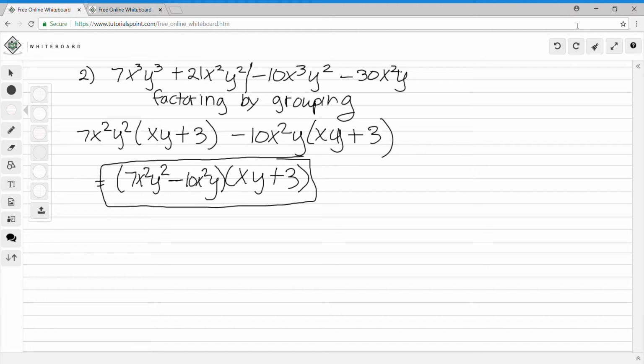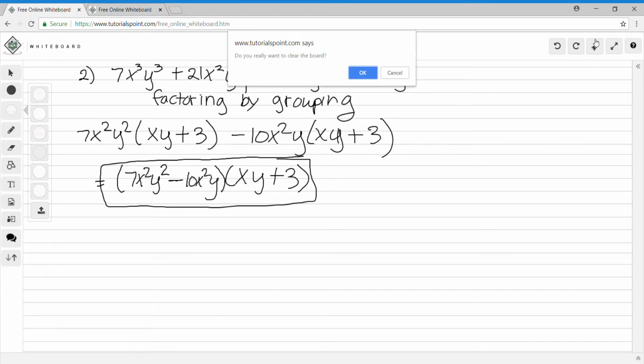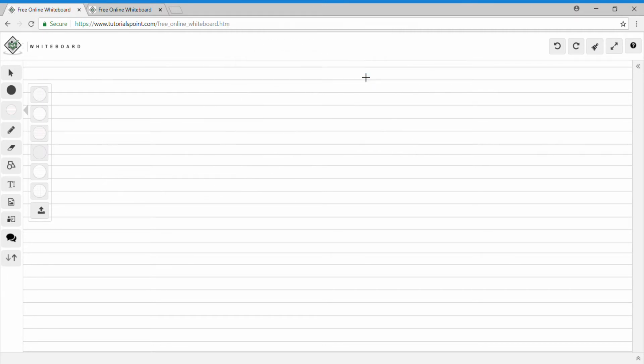And then the third one. The third one is we have 6x to the fourth y to the fourth minus 6x cubed y squared plus 8xy squared minus 8.